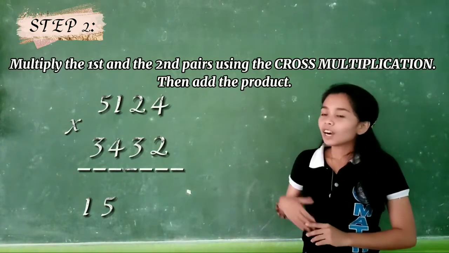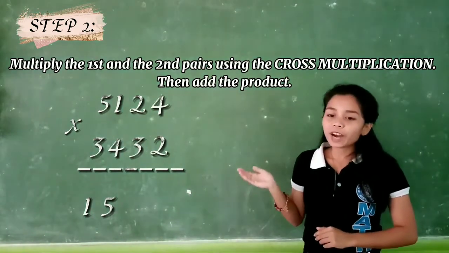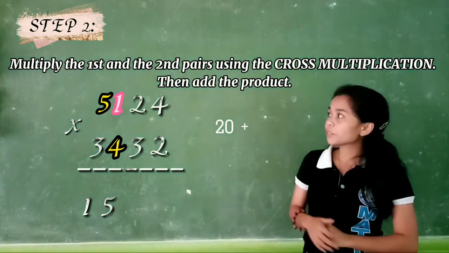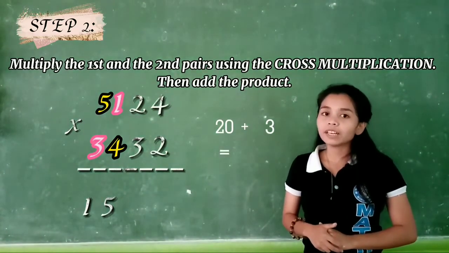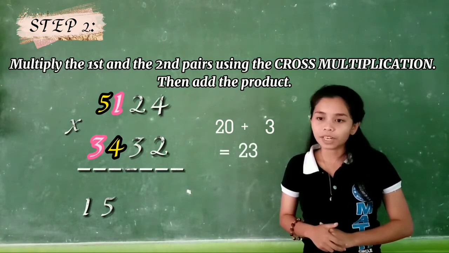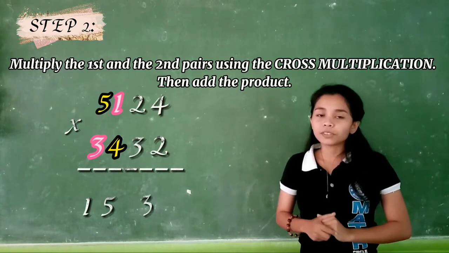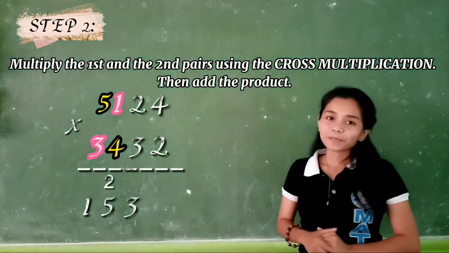Okay, let us apply it. 5 times 4 is equal to 20. 1 times 3 is equal to 3. So 20 plus 3 is equal to 23. So in putting it, let us bring down the 3 and carry the 2 above number 5.